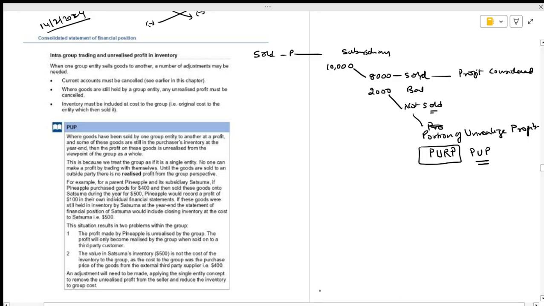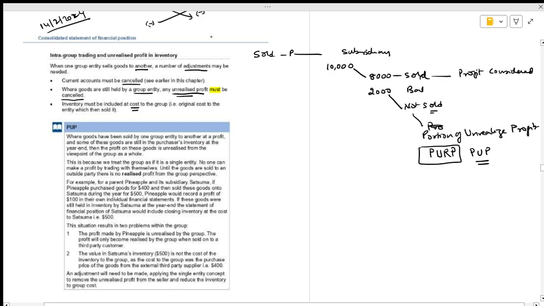When one group sells goods to another, a number of adjustments may be needed. Current accounts must be cancelled. We have seen that. Where goods are still held by the entity, any unrealized profit must be cancelled. Must means by any means. Inventory must be included at cost. We should not miss that.